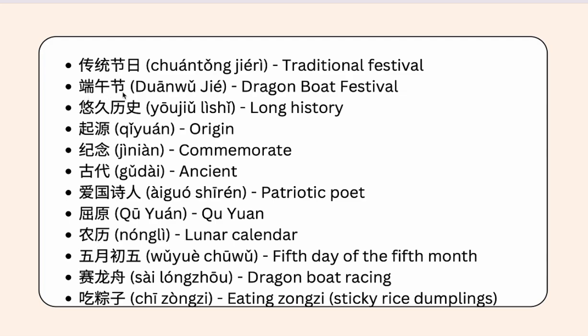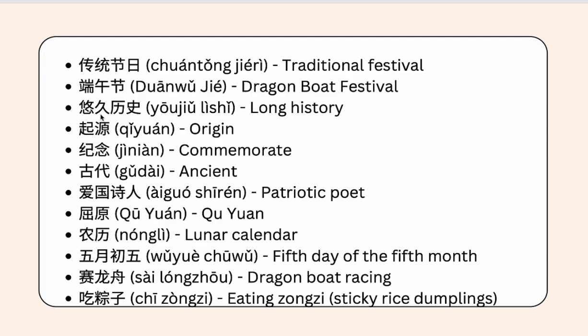So 端午节 is actually on the 5th day of the 5th month based off the lunar calendar. We say 5月, that's May. But technically it's not May in the regular calendar, it's the 5th month in the lunar calendar. 初 by itself means beginning, so it's around the beginning of the month. So the 5th day of the 5th month, we call it 5月初五. So 端午节 falls on the 5th day of the 5th month according to the 农历, which is the lunar calendar.